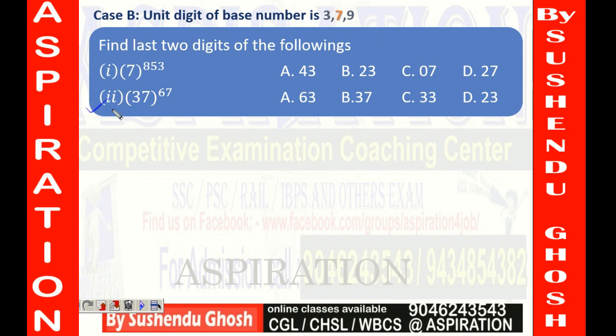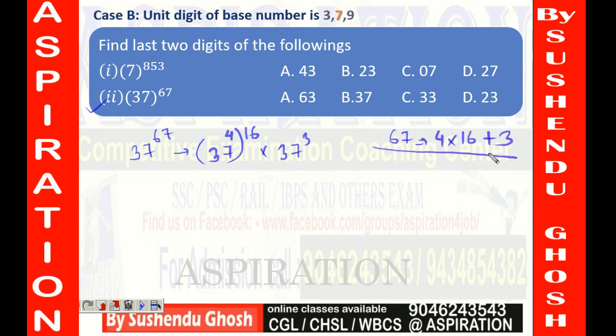Let's move on to the next question. So 37 to the power 67. We will perform the same way. Break this power by 4. So 37 to the power 4, we can take 16, then 37 cube. So 67 we have broken like 4 multiplied by 16 plus 3. Now what I told you some time back, that whenever a number is close to 50, we can take 50 minus that number. We have to subtract that number from 50. So it will give you 13 to the power 4 to the power 16 into 37 cube.